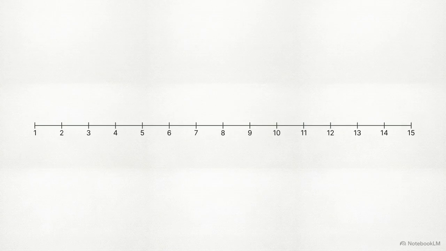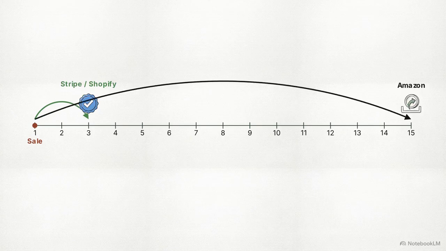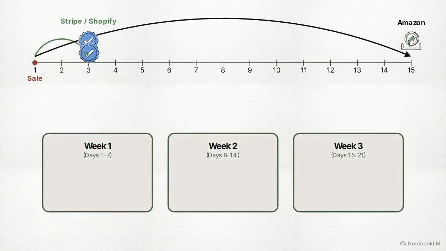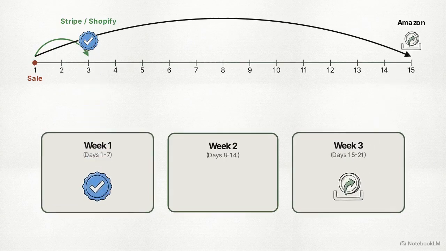This timeline shows how e-commerce platform payouts arrive at different speeds. Stripe and Shopify usually settle by day 3, but Amazon disbursements take up to 15 days. You must manually place these incoming payouts into the exact future weeks they hit your bank account.